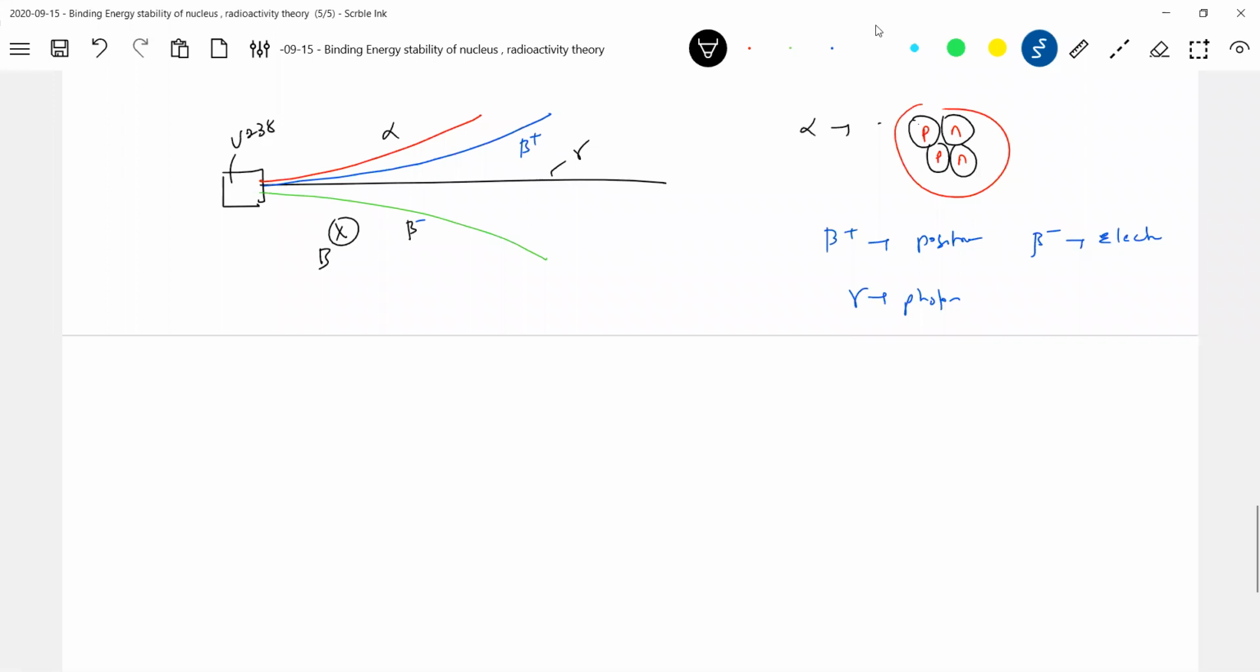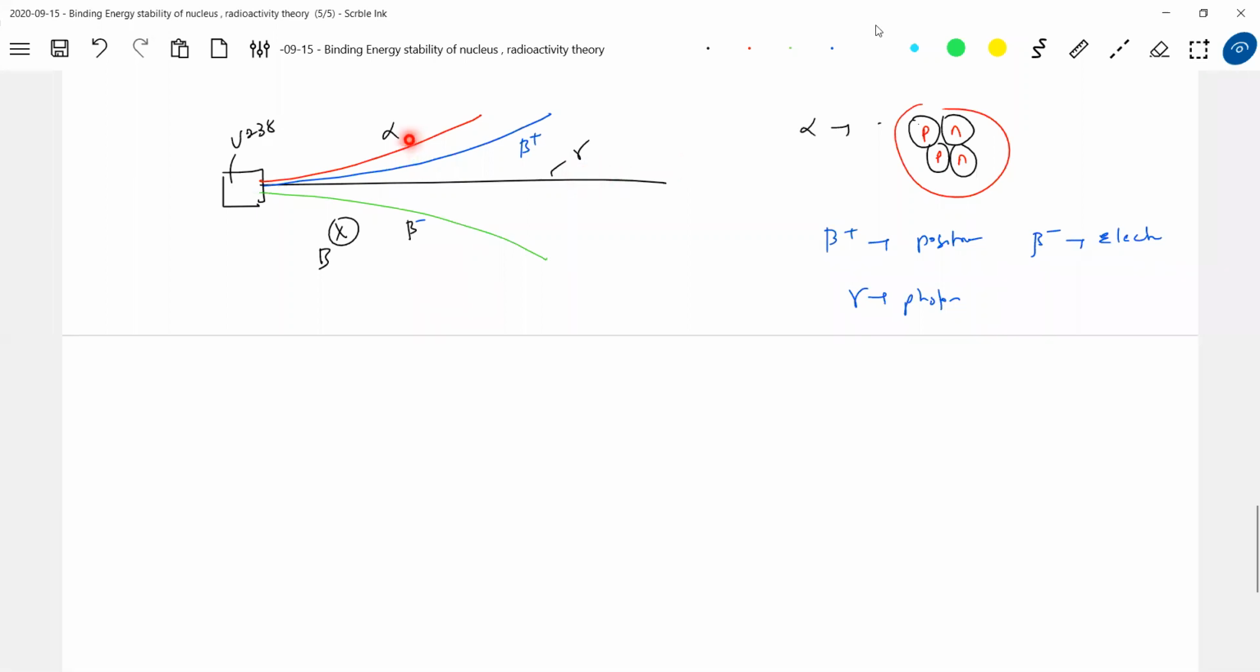So how do you come to know that it's undeflected? I will take some target here and keep a phosphorus screen. When this gamma photon goes and strikes, I'll get fluorescence. The fluorescence will show the gamma photon.